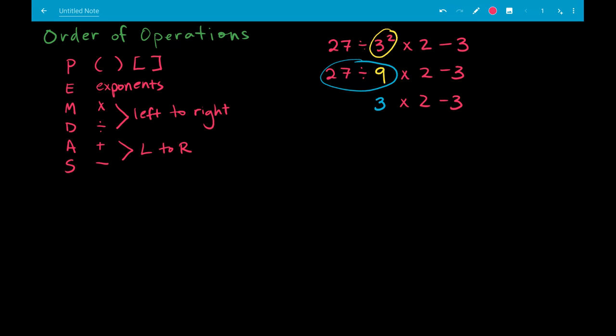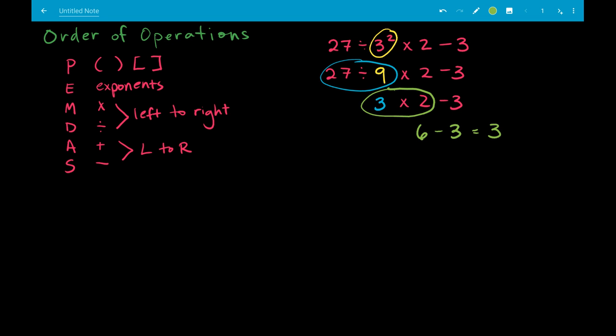So again, now I have multiplication and subtraction. The multiplication will come first before subtraction. And so I have 3 times 2, that's the next step here. Let's make that green. 3 times 2 is 6. Now I have 6 minus 3, and now we can subtract. That will equal 3.